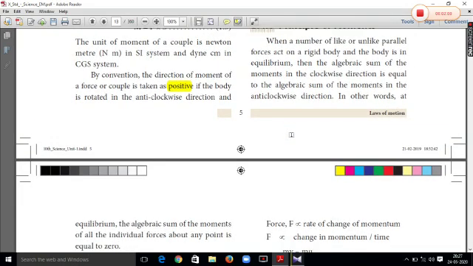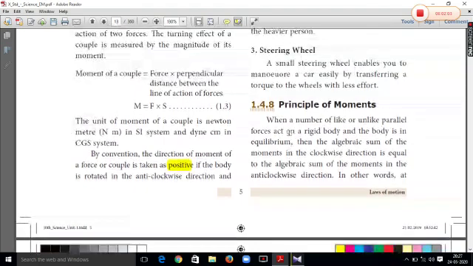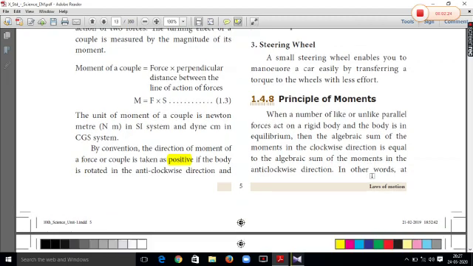From the above explanation, let us see the statement for principle of moments. When a number of like or unlike parallel forces act on a rigid body and the body is in equilibrium, then the algebraic sum of the moments in the clockwise direction is equal to the algebraic sum of the moments in the anti-clockwise direction. Now, let us prove this statement.